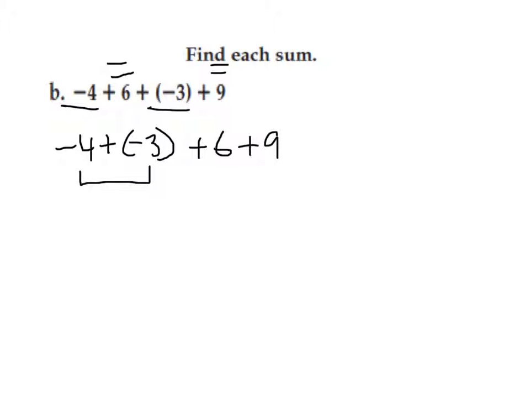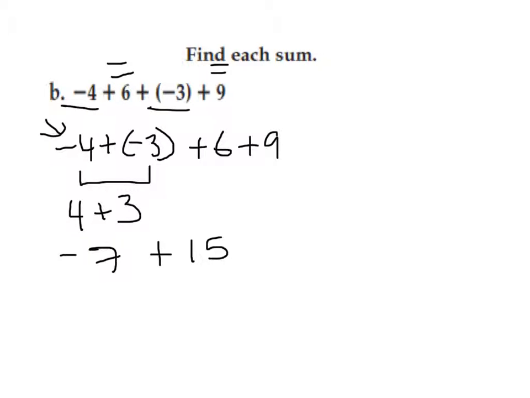Since negative 4 and negative 3 have the same sign, I'm going to find the absolute values. I'm going to add them. That is 7. The sign of the largest absolute value is negative, so the answer here is going to be negative 7. Notice that 6 and 9 are both the same sign. I can add them. 6 and 9 gives me 15, and since they're both positive, the answer stays positive 15.